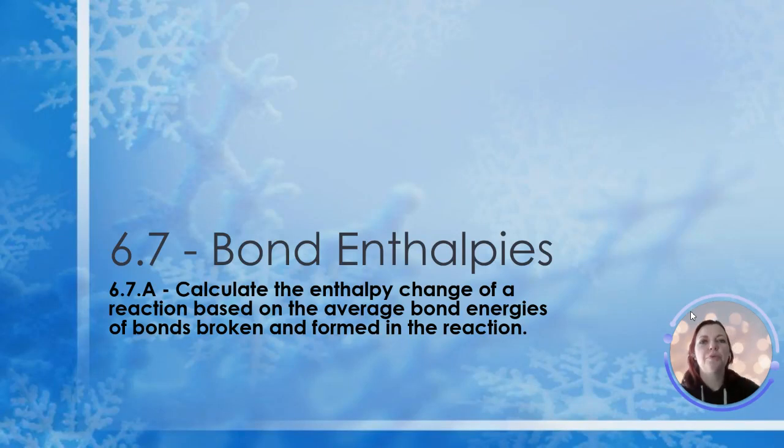Hello AP Chem students and welcome to topic 6.7, bond enthalpies. The learning objective for today is 6.7.a, calculate the enthalpy change of a reaction based on the average bond energies of bonds broken and formed in the reaction.